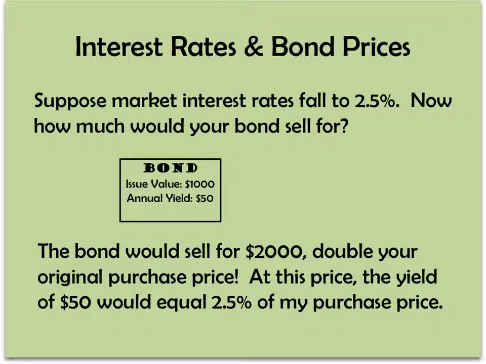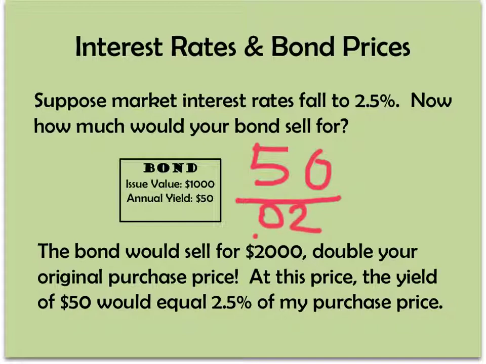So let's apply our formula. We get $50 and the new rate is 0.025, or 2.5%. Well, gosh, 50 divided by that is $2,000. Because the rate fell by half, your bond price increased twofold.